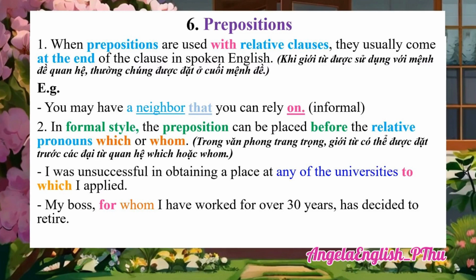2. In formal style, the preposition can be placed before the relative pronouns which or whom. For example, I was unsuccessful in obtaining a place at any of the universities to which I applied. My boss, for whom I have worked for over 30 years, has decided to retire.